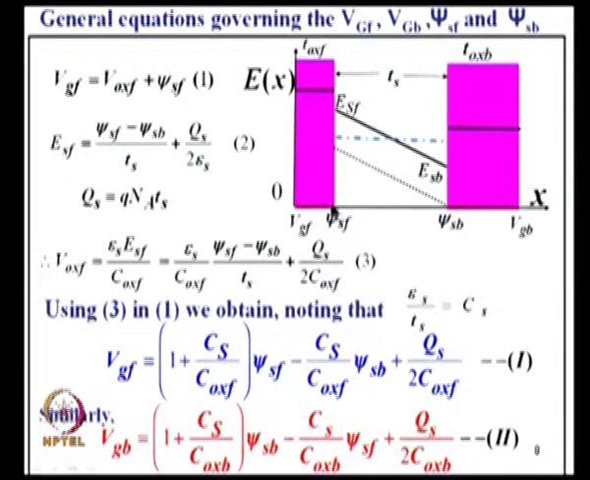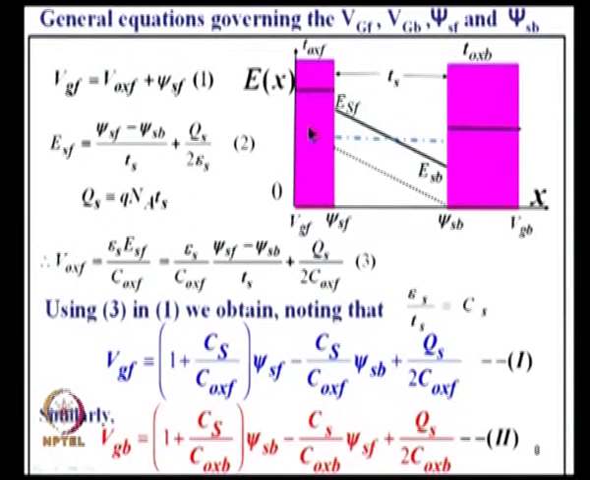So, what is this field? Now, you know how to find out: psi Sf minus psi Sb divided by T silicon is the average field, plus Qs by twice epsilon s is that field. Okay. That is the ESF. Exactly the same way we have argued, the difference between the potentials divided by silicon thickness gives the average field, the dotted line. I add half of that, Qs by twice epsilon s. Qs is that quantity.